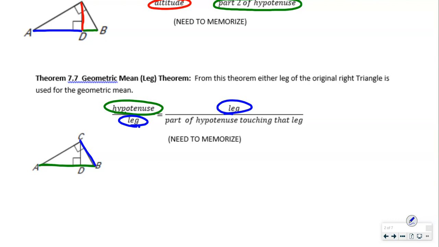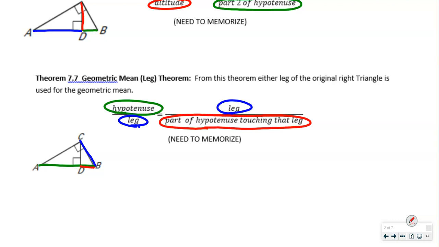Then part of the hypotenuse touching that leg. So in our previous one, we split up the hypotenuse into two smaller pieces, or the altitude split up the hypotenuse into two smaller pieces. We still have an altitude here cutting into our hypotenuse. So that would be DB right there, would be the part of the hypotenuse that touches that leg. So whatever small part there touches that leg, that would be my part of the hypotenuse touching the leg that I was using.